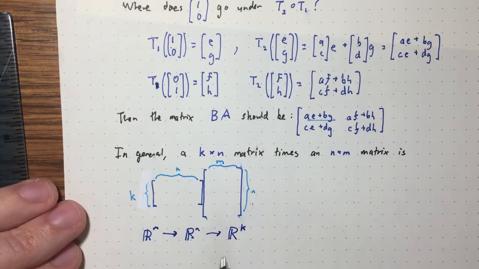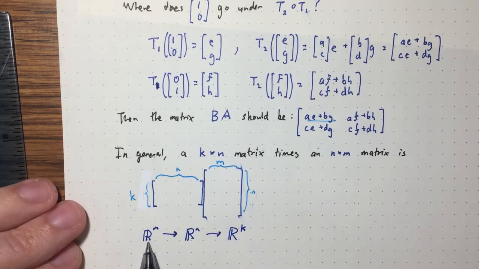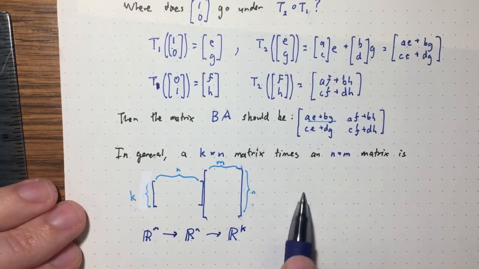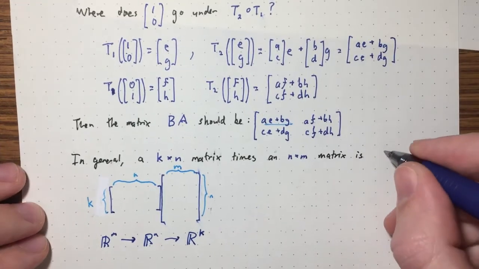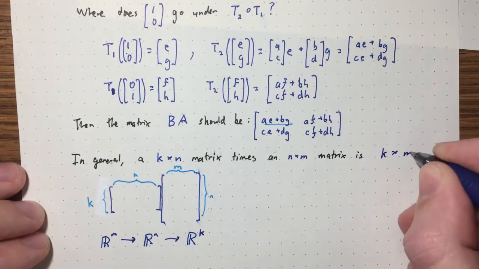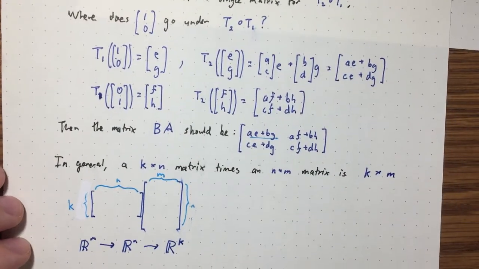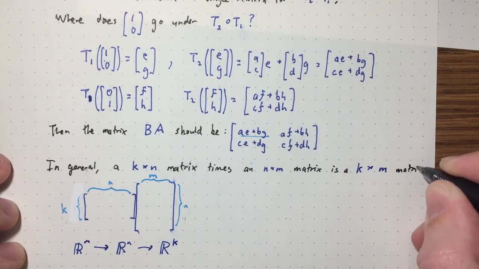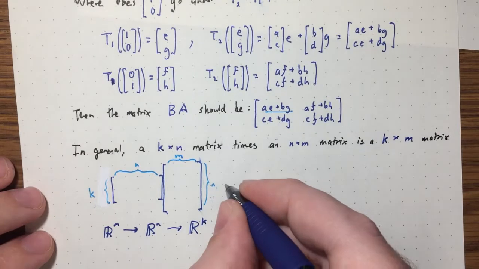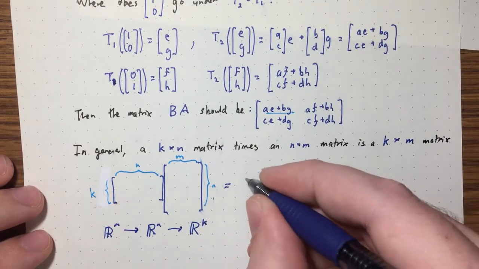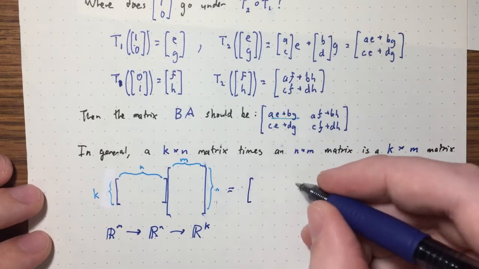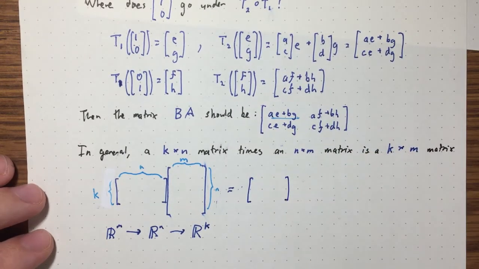So what matrix should I get? I should get the one that goes from Rm to Rk. So I should have m columns and k rows. So this should be a k by m matrix. So this is again k, and then we have m here.